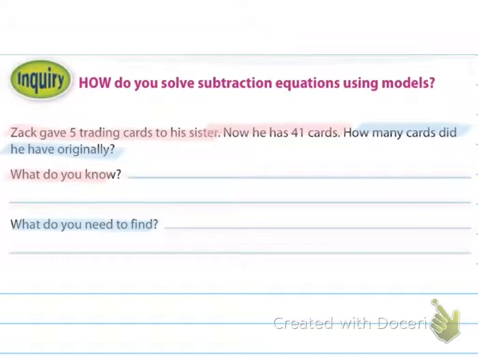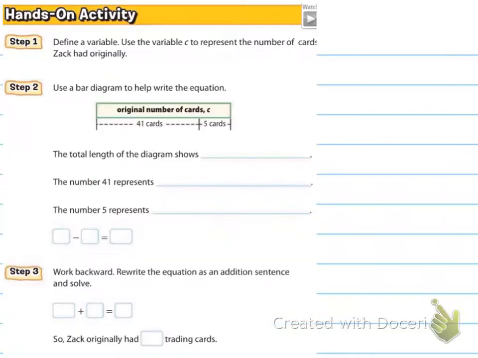Alright, for what do you know, Zach gave 5 trading cards to his sister and now he has 41 cards. For what do you need to find? How many cards did he have originally? So where did he start is what we're looking at. So down below it shows hands-on activity and it gives us our step-by-step directions.